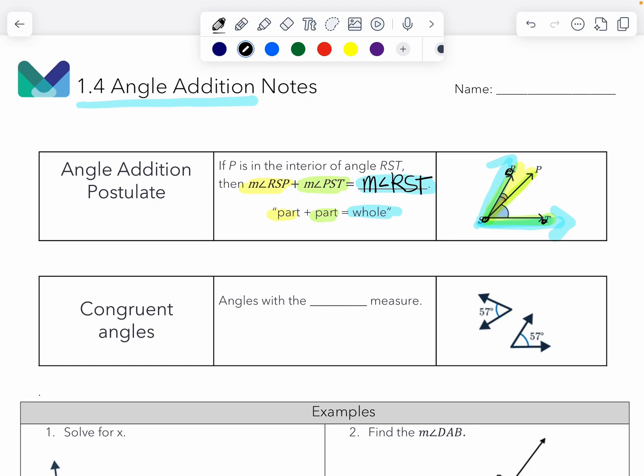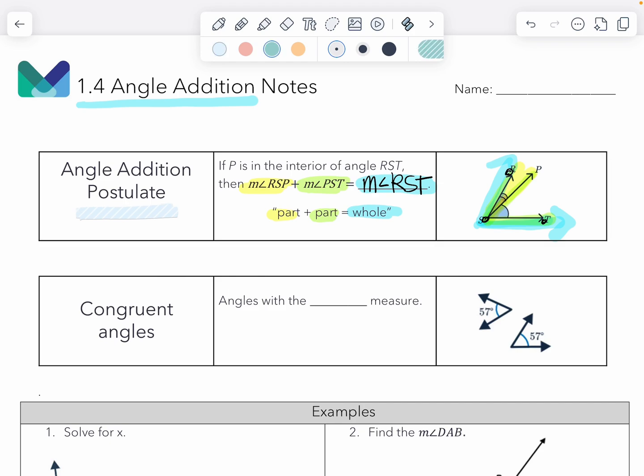Okay, so that's the big idea, and let's just see how it works in some examples. Before we do that, though, we just talked about this angle addition postulate, so that's one of our main pieces here. That's what we just talked about.